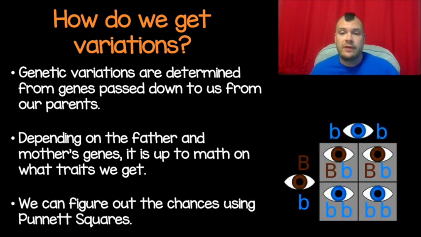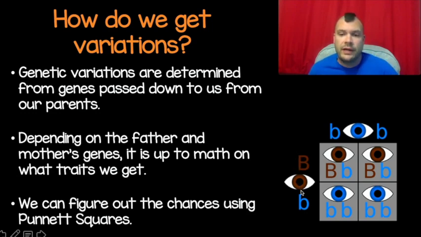So, we can figure this out using a Punnett square. Now, if you haven't done a Punnett square before, they can be a little bit more complicated, but basically there's a 4-box, 2x2 structure. You put, say, for eye color, your father's eye color, so say blue on top, and your mother's eye color on the side, say brown.